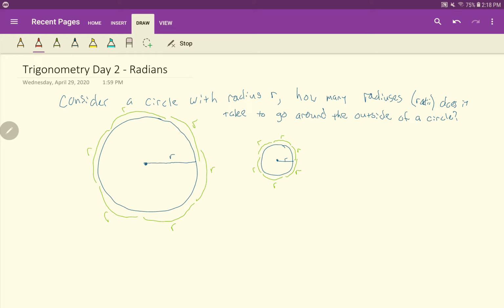Radians, okay? This is a new topic. Well, not a new topic. This is a review of a topic from geometry, but maybe it's been a little while since you've seen some geometry, so here we go.